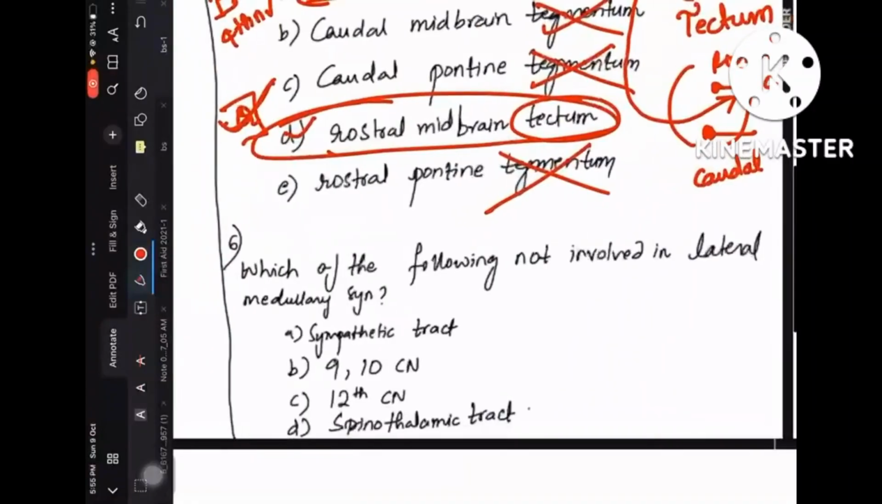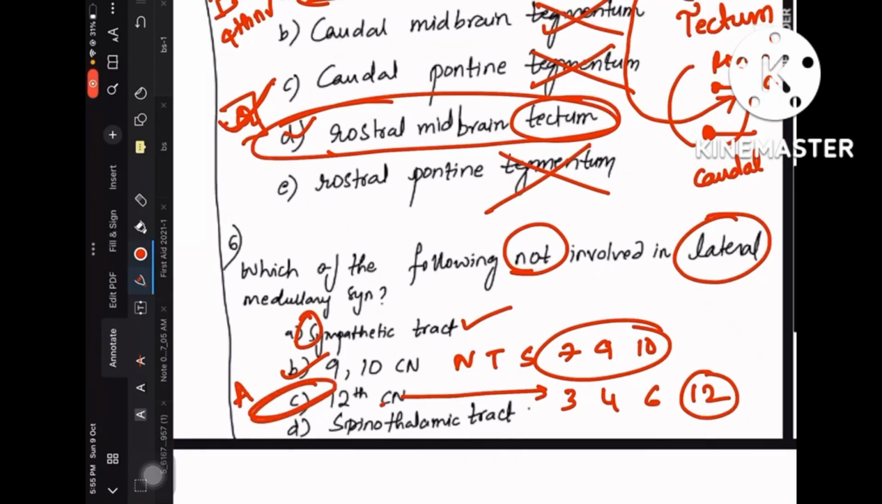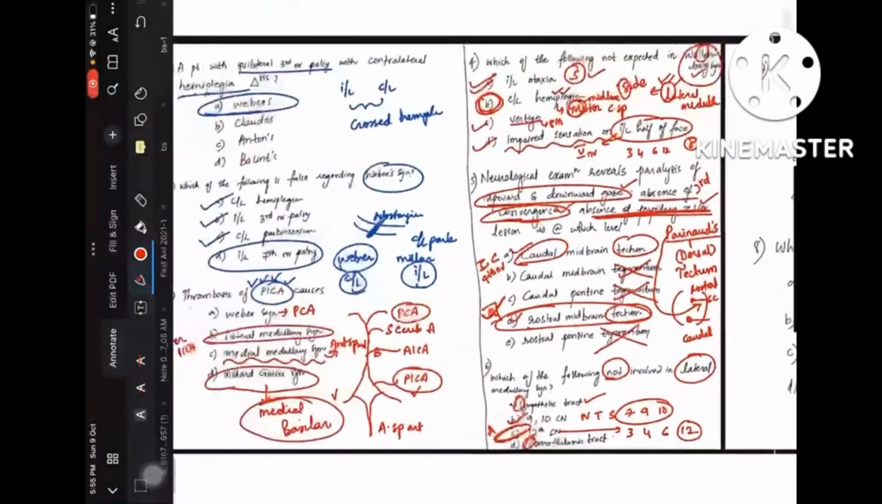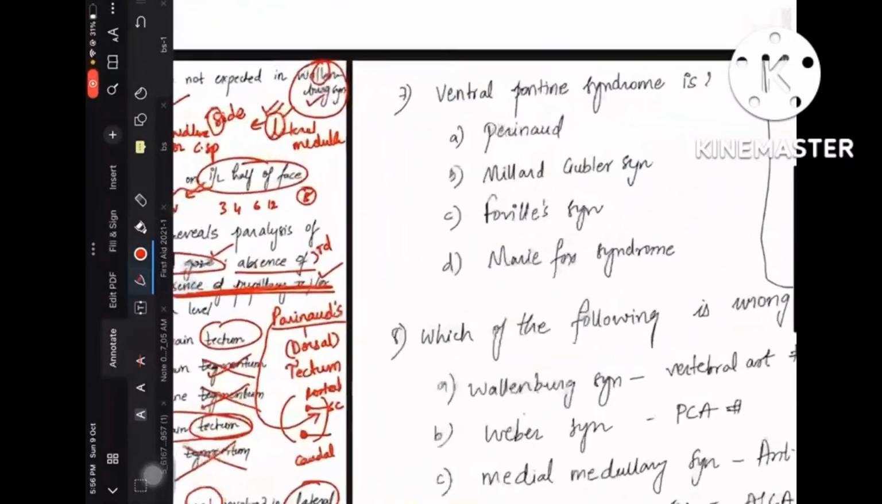Coming to the 6th question, which of the following is not involved in lateral medullary syndrome, which is Wallenberg syndrome? Sympathetic tract is involved because S. 9th and 10th cranial nerves, yes. Nucleus tractus solitarius has 7, 9 and 10. It is involved. Then 12th, this is doubtful because 3, 4, 6, 12 are in the midline. But this is lateral medullary syndrome, so this must be the answer. And coming to the next one, spinothalamic is S, that is also involved. So this is how you need to solve the brainstem questions so that you will never go wrong. Next is the 7th question.